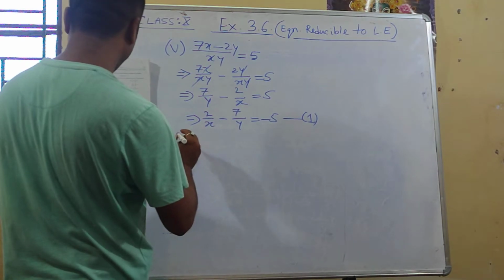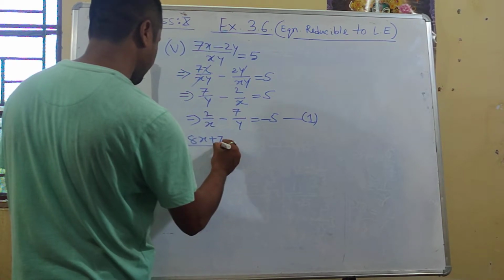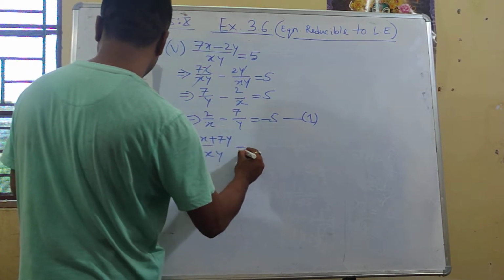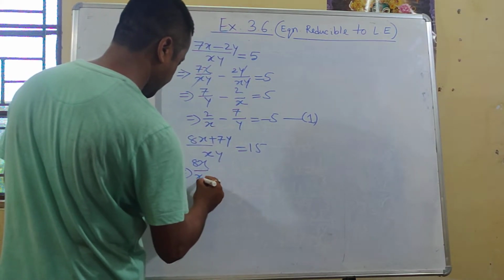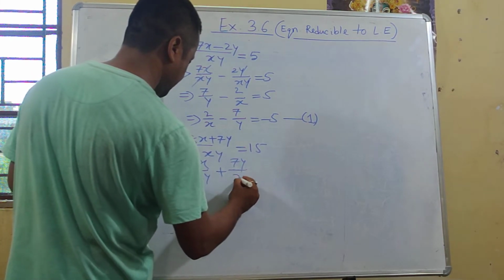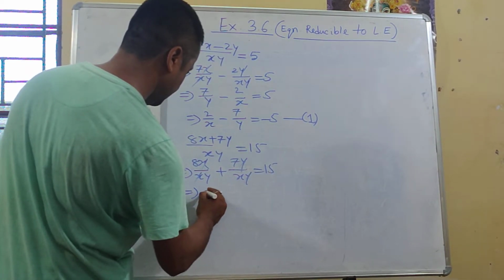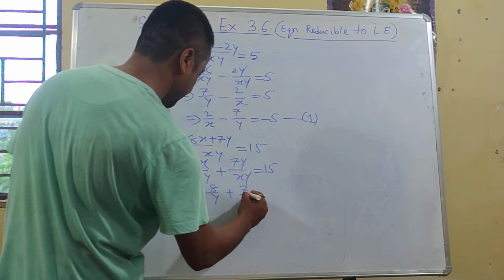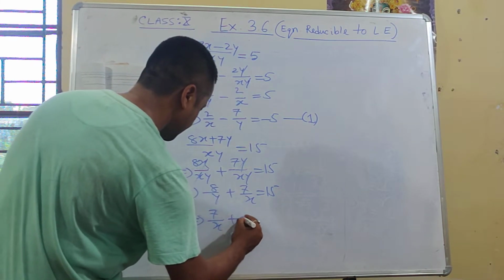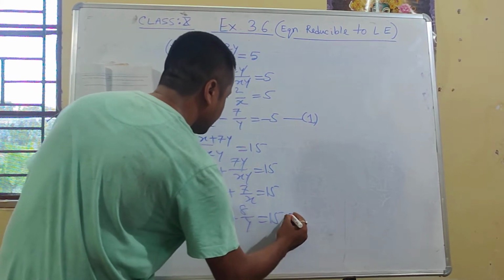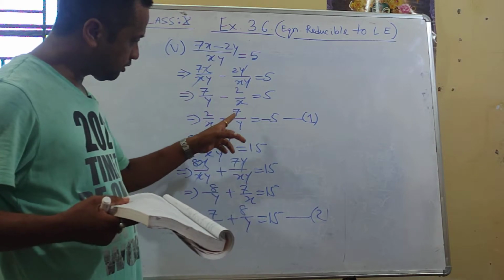And second, 8x plus 7y divided by xy is equal to 15. Implies if you break like this, 8x by xy plus 7y by xy is equal to 15. x cancels, y cancels. So 8 by y plus 7 by x is equal to 15. More simplified, 7 by x plus 8 by y is equal to 15. It is number 2. So this equation can easily be solved if we take 1 by x is equal to u and 1 by y is equal to v.